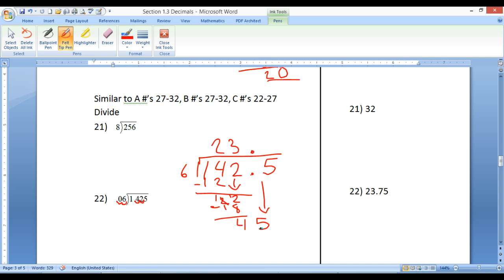Are you there? 6 times 7. Good. 7 times 6 is 42. Subtract. 45 minus 42 is 3. Then I can tack on as many zeros as I need, right? So I'm going to bring down the next 0. 6 goes into 30. That's an even one. Goes in 5 times. 5 times 6 is 30, which gives me no remainder. And I'm done. So I don't even need to put on another 0, although I could if I needed to, but I don't need to.